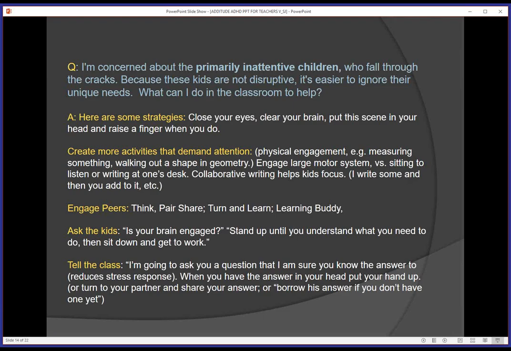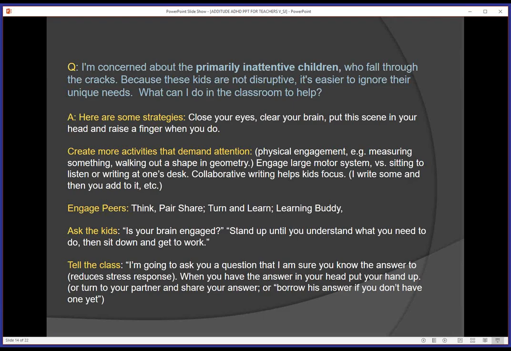You say to kids, when you have an answer in your head, put your hand up or turn to a partner, share the answer. Borrow his answer if you don't have one yet. This is another thing. If you're working collaboratively in a workplace and you don't have a solution to the workplace problem, good administrators, good bosses put people together to say, put your heads together and come up with one or two good solutions. Borrowing answers from other people is a good thing.